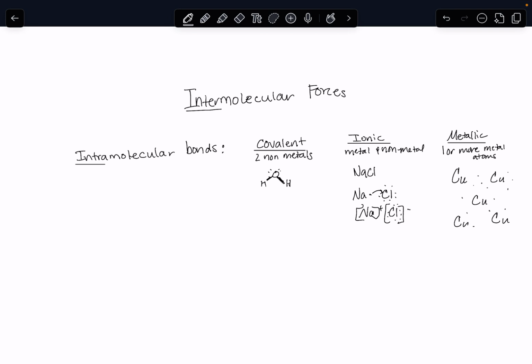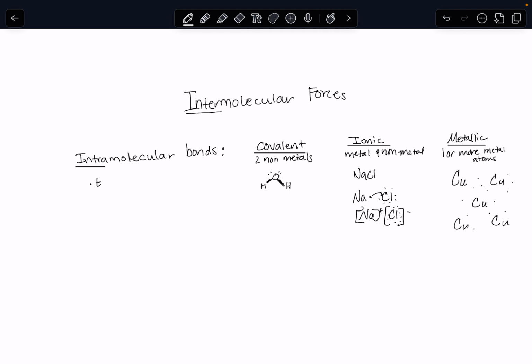Okay, these intramolecular bonds are held together by electrostatic attraction. All of them are held together by electrostatic attraction. And if we're going to remember in our notes, electrostatic attraction is just simply the attraction between positive and negative charges.